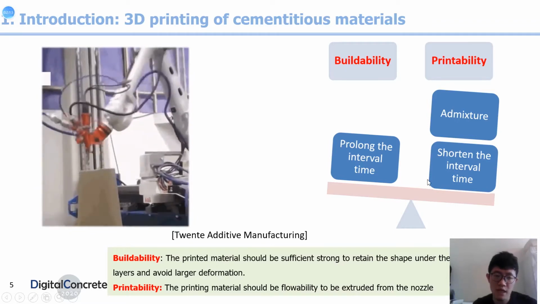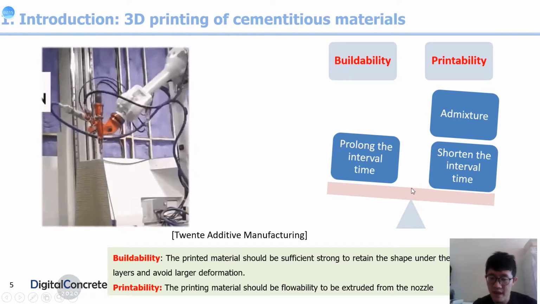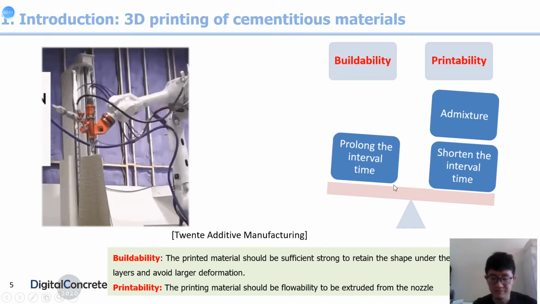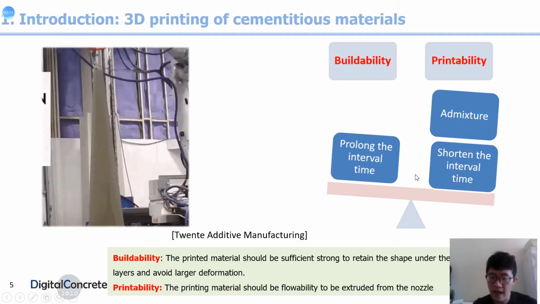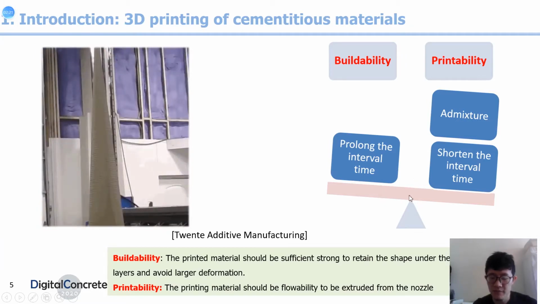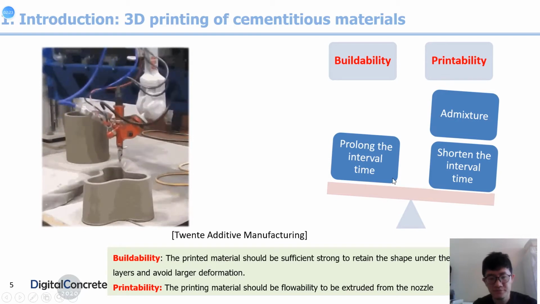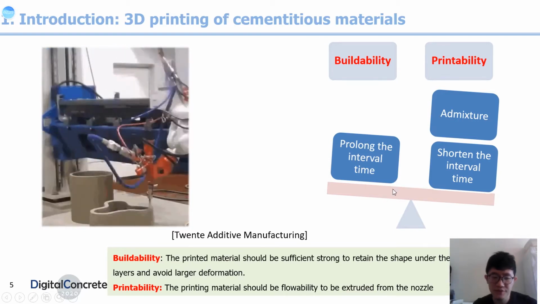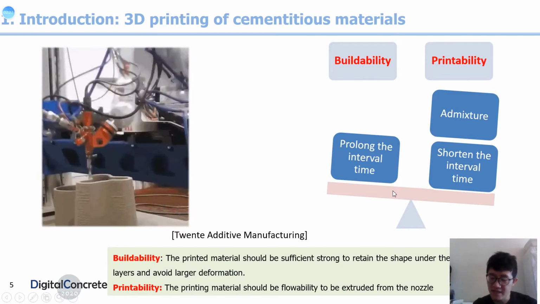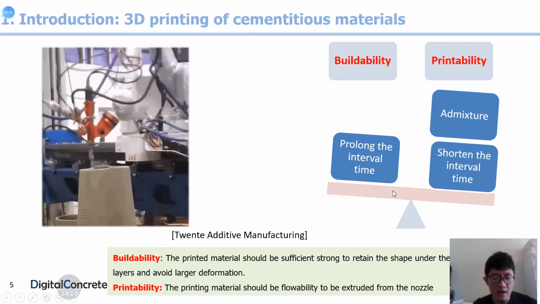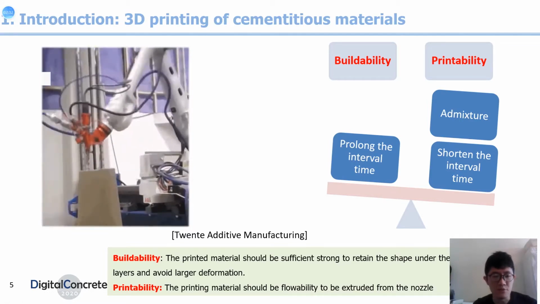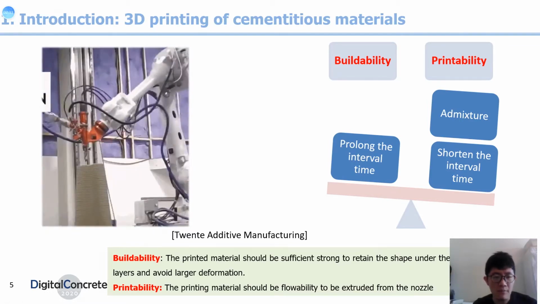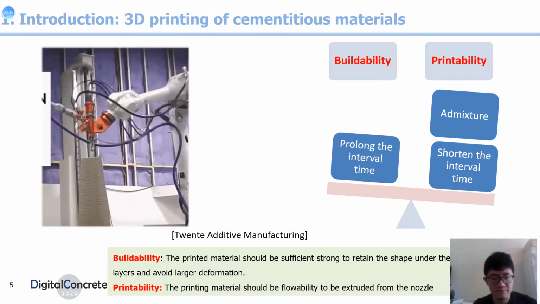Usually we use the experimental method to find the balance, to search for a suitable printing time and to search for the suitable admixture. But actually it's too time consuming, and it's impossible for us to try all kinds of materials. So in that way, maybe the numerical method can provide a solution.